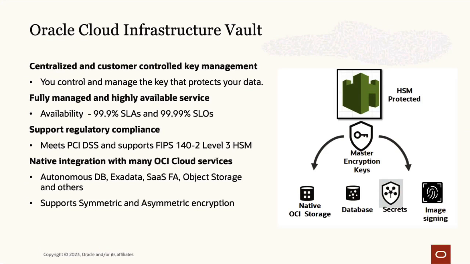The key encryption algorithms that the Vault service supports include the Advanced Encryption Standard, the Rivest-Shamir-Adleman algorithm, or RSA, and the Elliptic Curve Digital Signature algorithm. So you do also have the option to bring your own keys if you don't want an Oracle-generated key. And you can also use secrets, which are credentials like passwords, SSH keys, and authentication tokens used to access OCI resources.